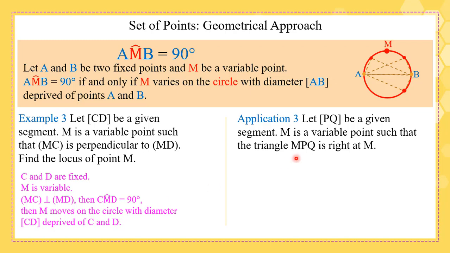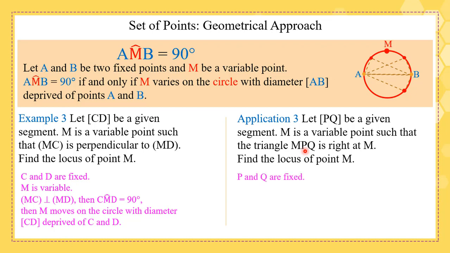Let's see the application. PQ is a given segment. M is a variable point such that the triangle MPQ is right at M. And the question is to find the locus or set of points M. Try to do it alone.